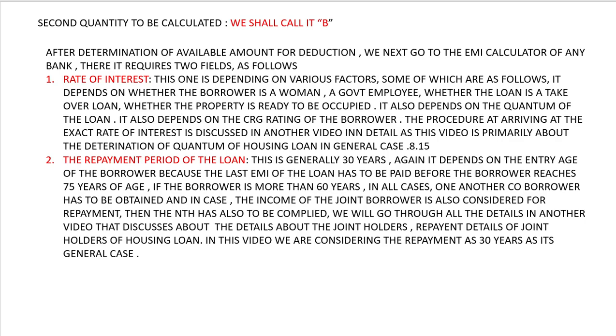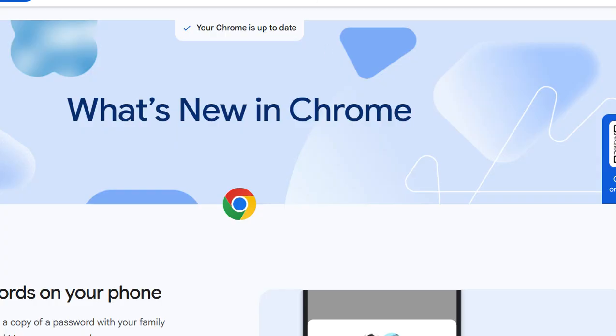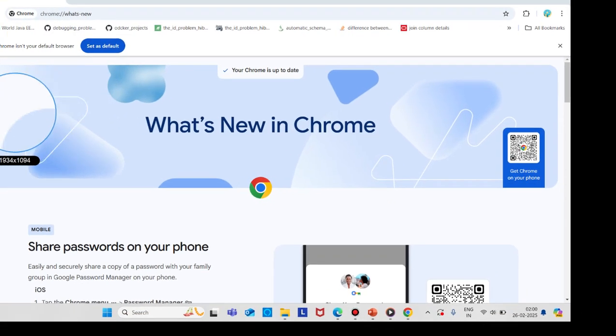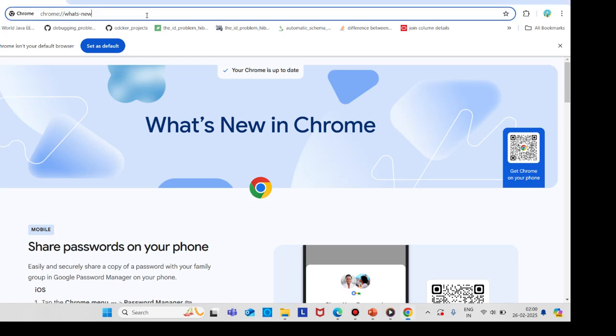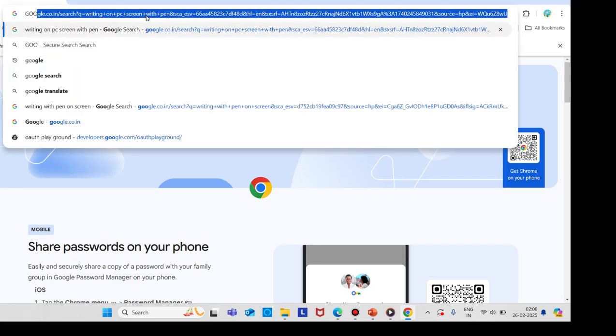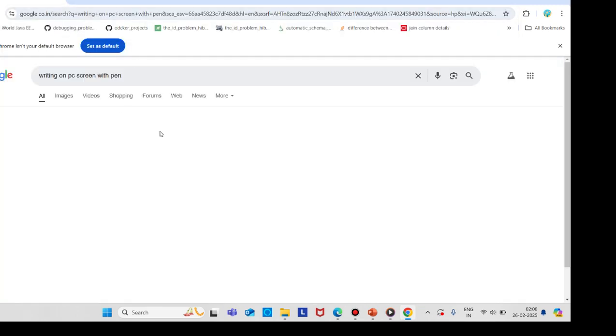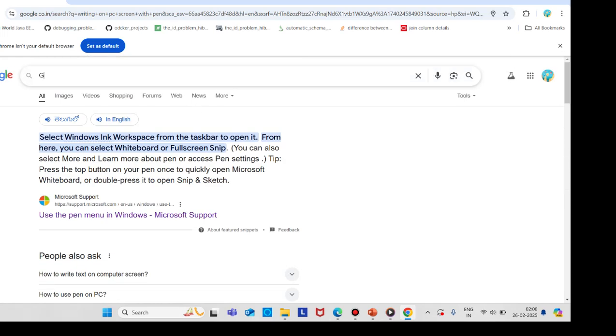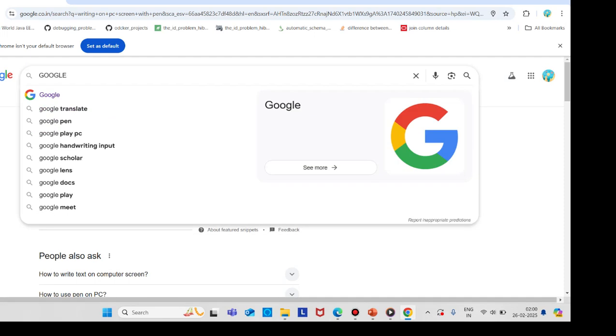In such a case, let me show that to you so that we will understand how to calculate the maximum quantum of the housing loan that can be given. The quantity A, which we have understood, is a maximum of 72 in gross pay, but this quantity B we are doing now. We'll go to some kind of EMI calculator here. We'll understand how to calculate the quantity B.